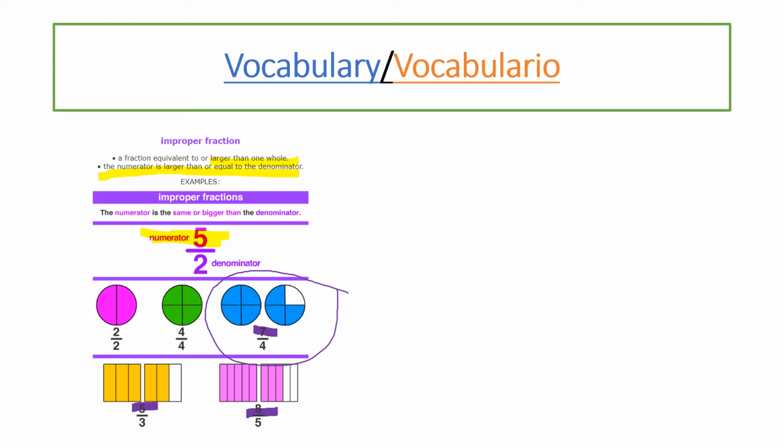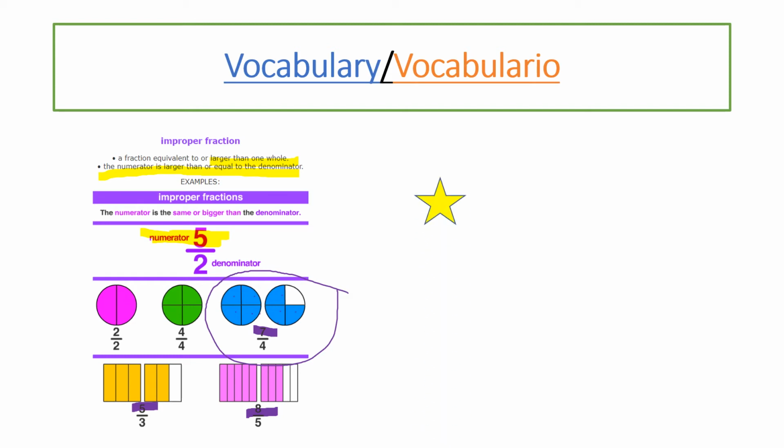So we know improper fractions are greater than one whole. What are improper fractions greater than? You got it, one whole. And the numerator is greater than the denominator. What is the numerator greater than? The denominator. Excellent. I can tell you're paying attention.